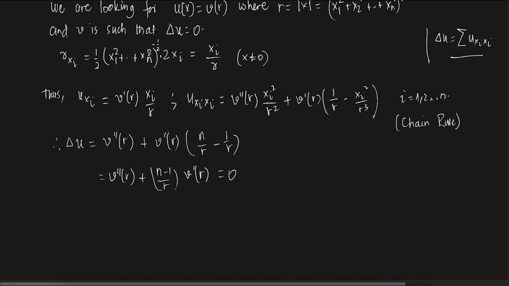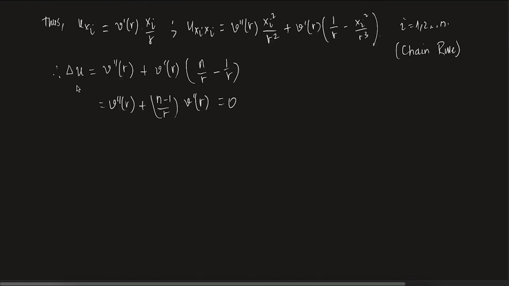Why? Because u is harmonic. If u is harmonic, Laplacian u equals 0. Laplacian u is this. So essentially, this particular expression is 0. Clear? Okay. Now, let's say I want to find that explicit function. If I have to find the explicit function, I just have to solve this particular problem.